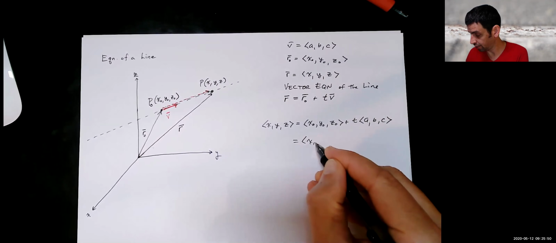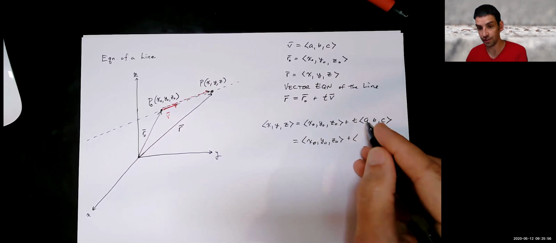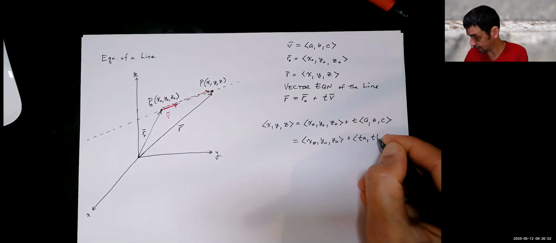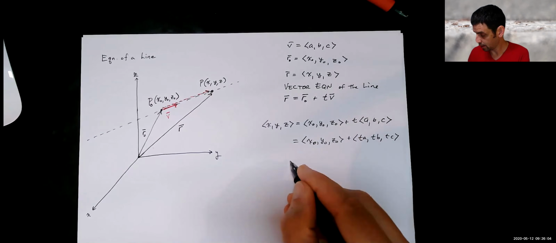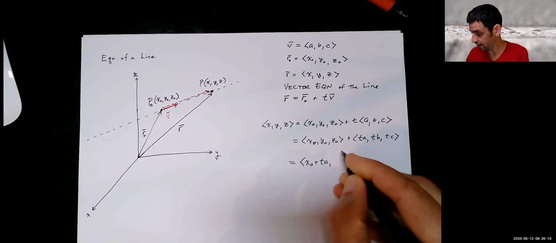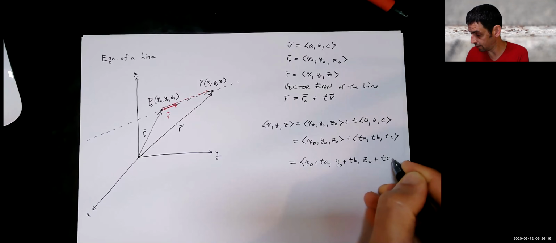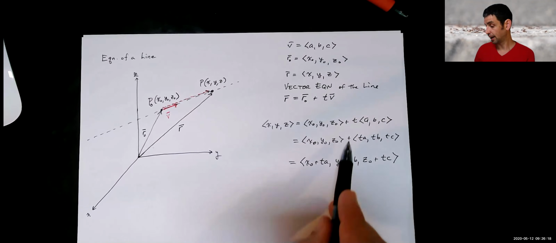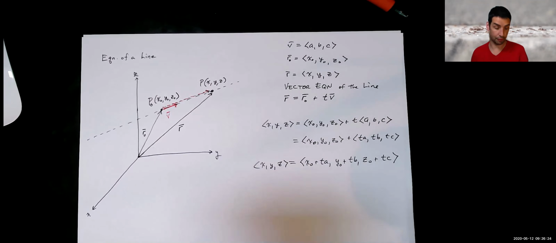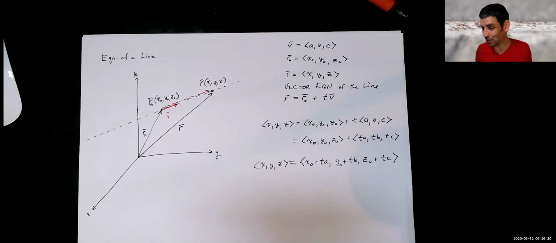Using scalar multiplication of vectors, I can multiply t to each of these. So we'll have ta, tb, tc. And then I can do vector addition to get x naught plus ta, y naught plus tb, and z naught plus tc. Okay, so there is the same equation in component form.